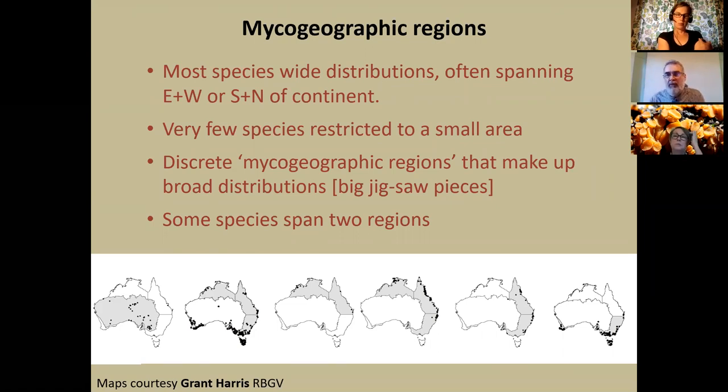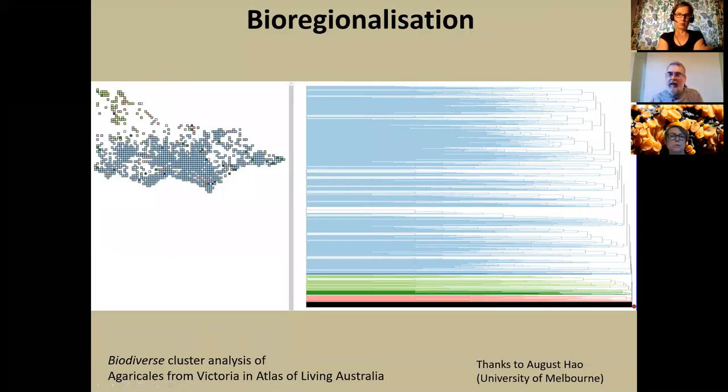So then the question would become, how do we work out the boundaries to these? So Grant produced these boundaries just manually by kind of trying to fit it against the maps. But if we carry out what's called bioregionalization, there are analytical ways of determining those boundaries. So this is very early work, and thanks to August Howe at University of Melbourne for getting me on the track with this. August is doing a PhD in this area of modelling fungal distribution, and he'll do a lot more sophisticated analyses over the next year or so.